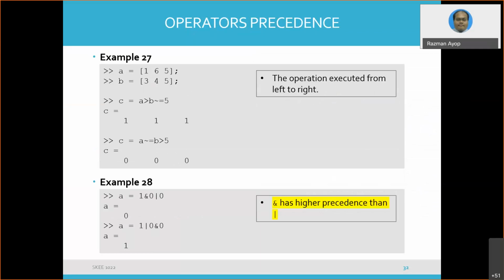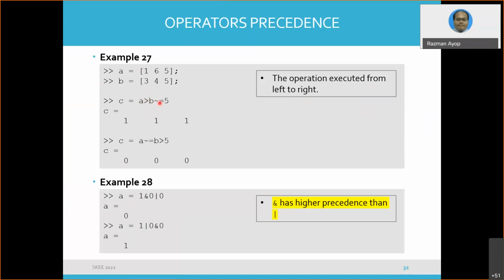Okay, next is the operation precedence. Which one do you have to do first? Of course, same as before, you have to do left to right. Okay, you have to do left to right. So A and B, you have to compare first. So when it comes to this, you have to do A and B first.